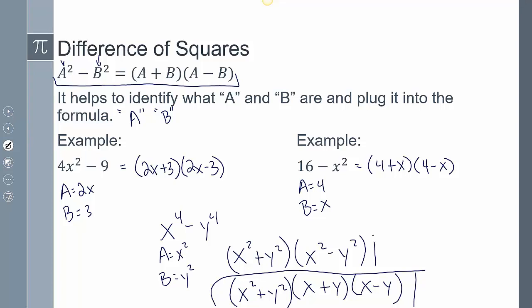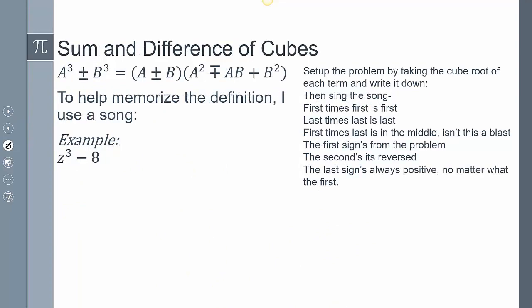So just know, even though I factored this, this was able to factor further, and we should be able to recognize that. Now we're going to go over to the sum and difference of cubes. This one's a fun one just because we get to sing a song when we do it.